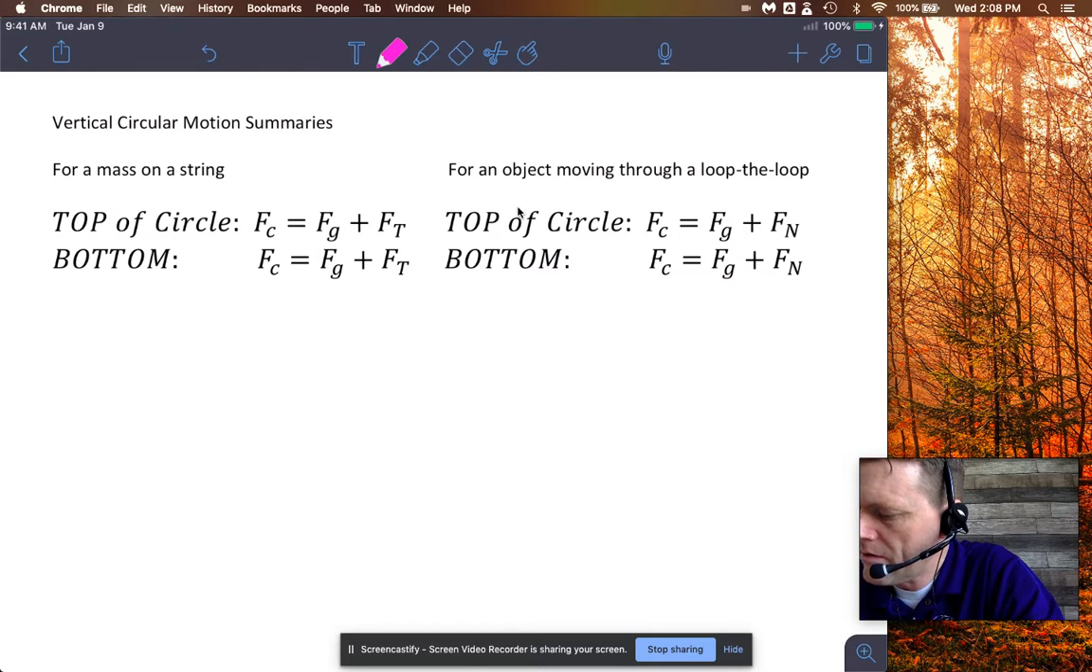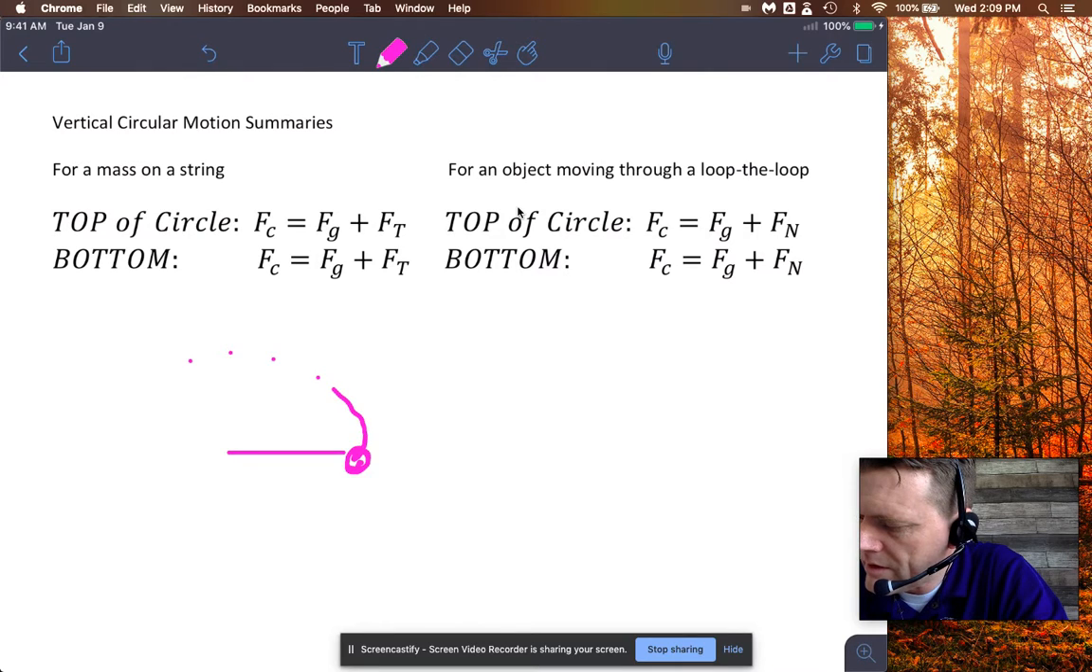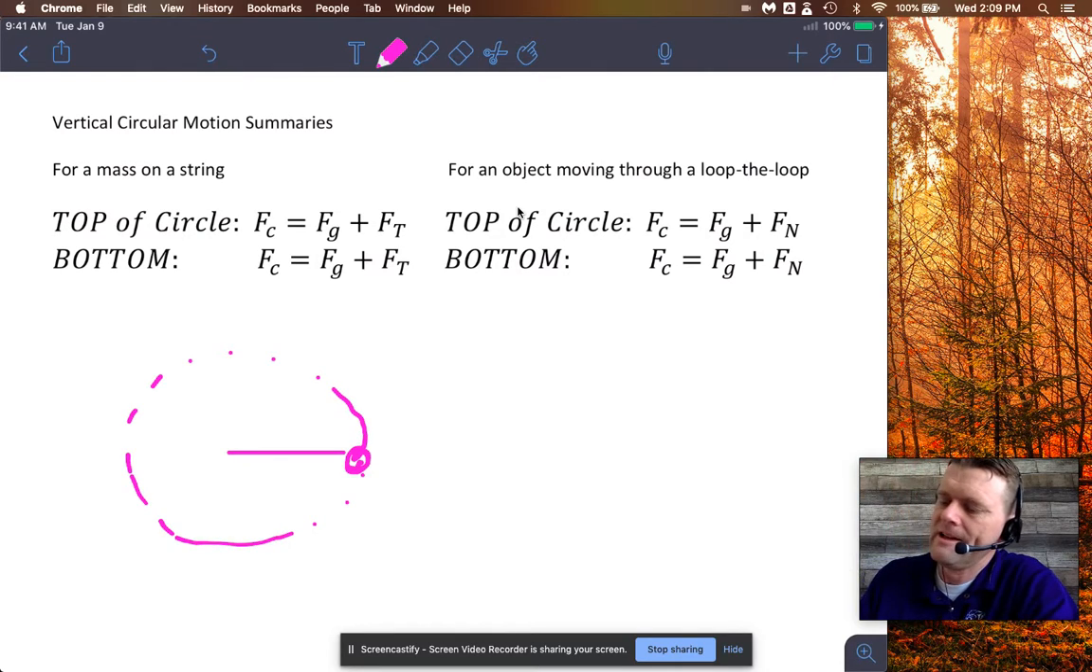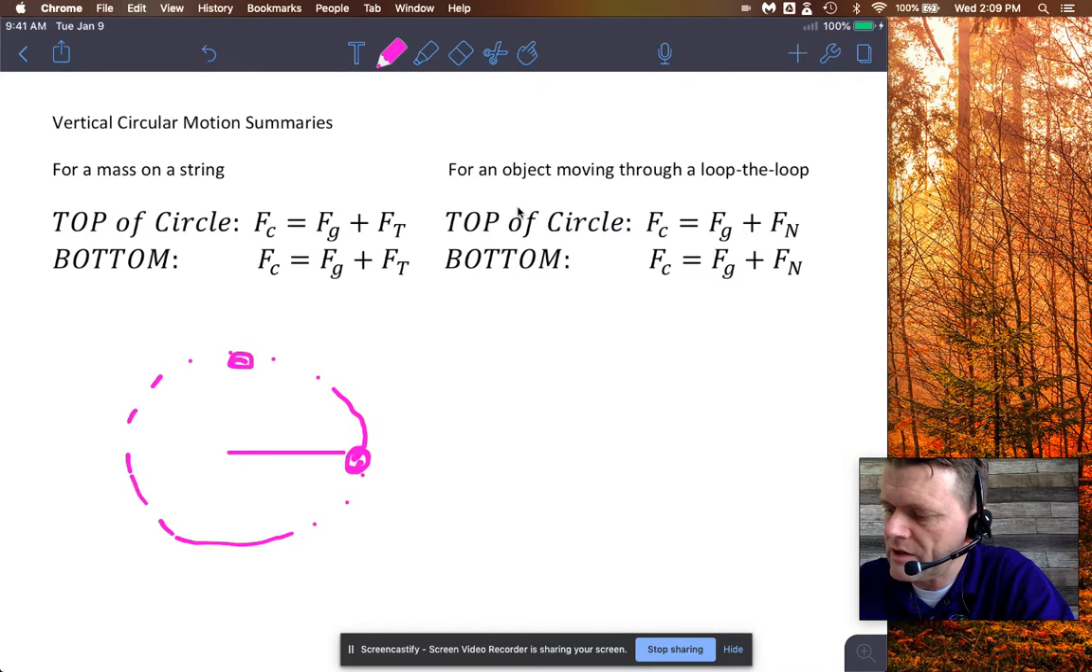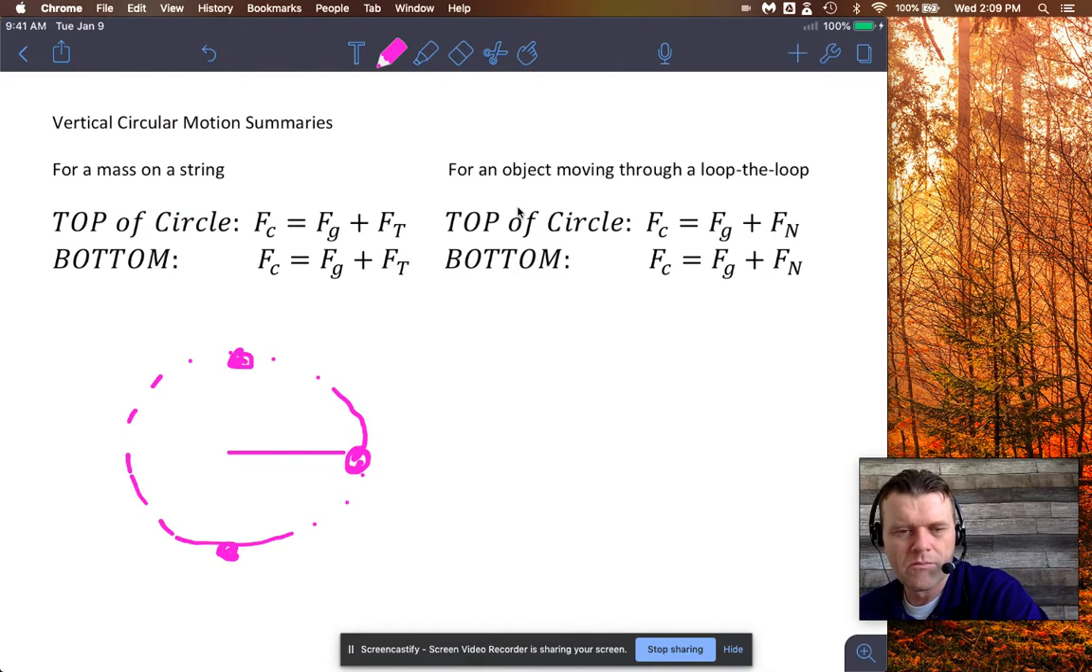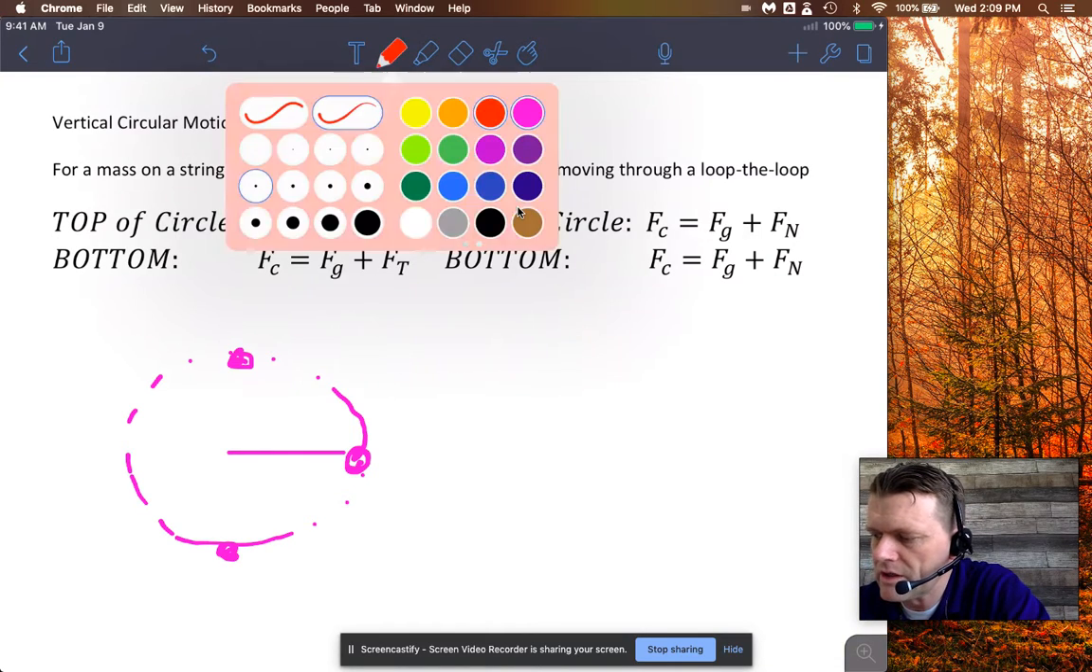If this is the center of our circle and we have a mass on that string, we'll say that it goes around in a circle like this. Vertically, all we really look at is the object at the very top or the very bottom, because on the sides it gets a little complicated. The forces are kind of perpendicular to each other, so it's a lot cleaner, and we really only consider the top and the bottom.